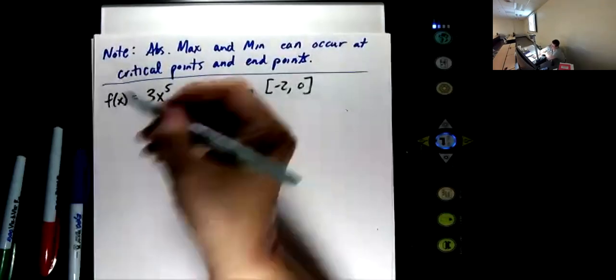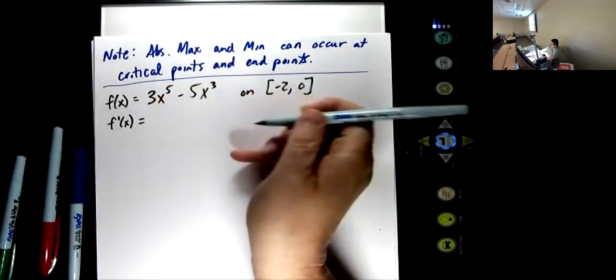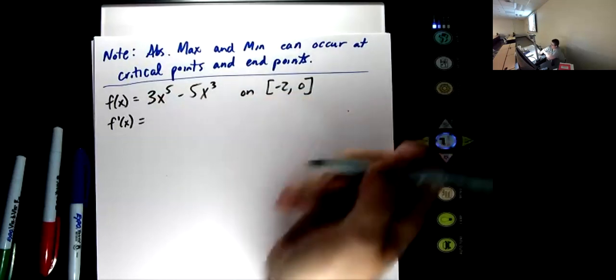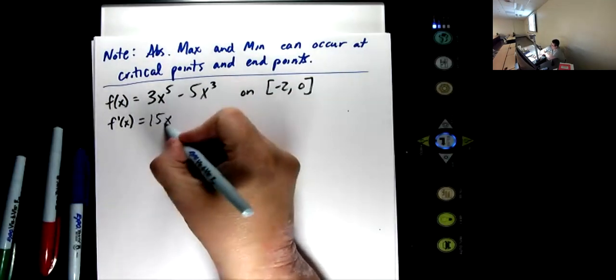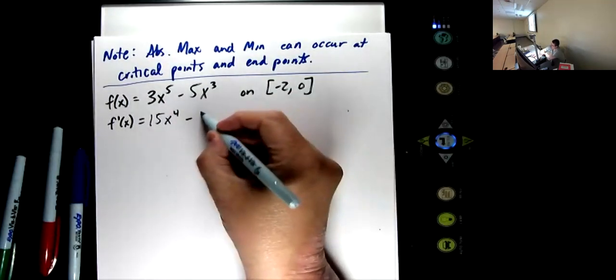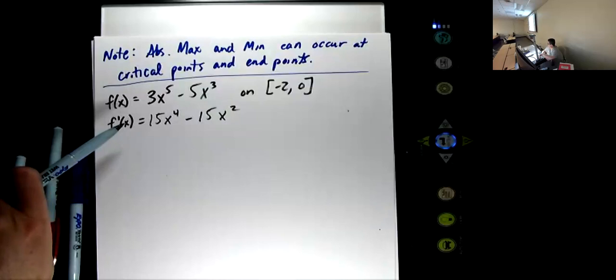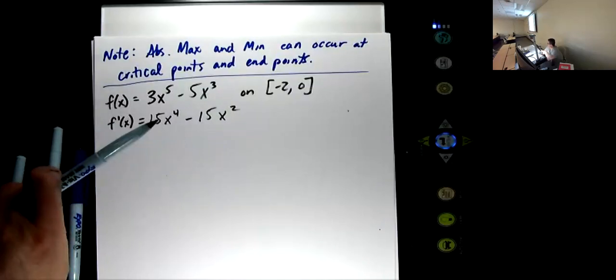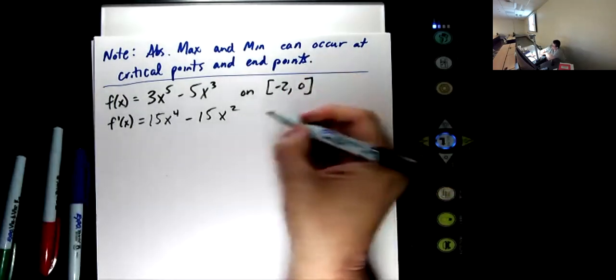All right, so let's find our critical points by taking the derivative. What's the derivative here? 15x to the 4th power minus 15x squared. This was actually a mistake I saw on several tests. People brought the power down and multiplied correctly, but then they just left no exponent. The exponent only goes down by 1.